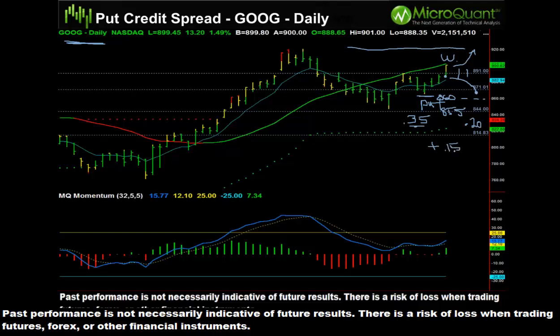Okay, would you do that trade? It depends on what you think the price may do if it goes against you. If it gets close to that short strike, usually what I do, if there's a bit of a profit, I take it. I don't have a loss. I have a small profit.